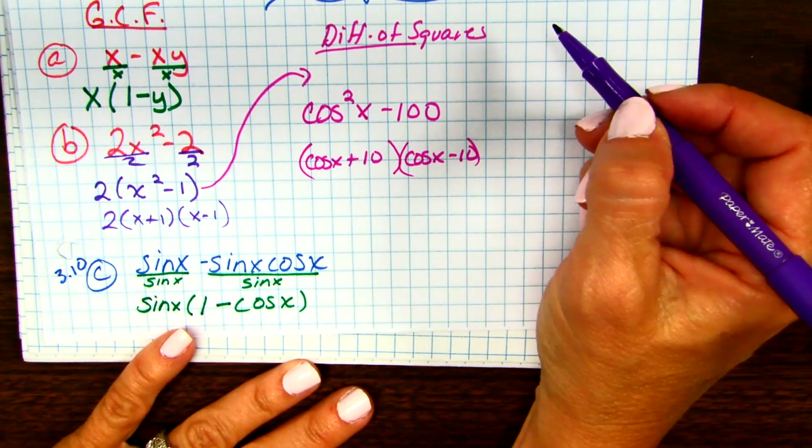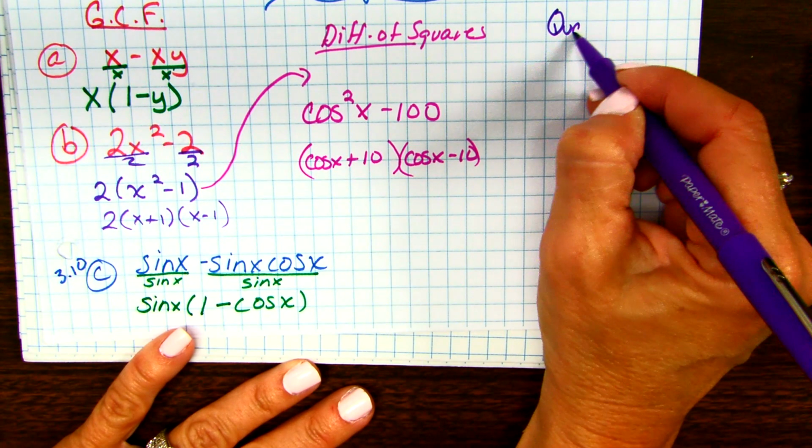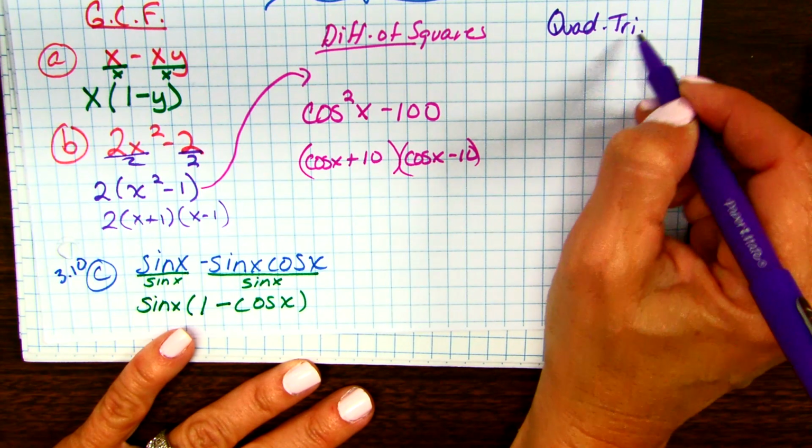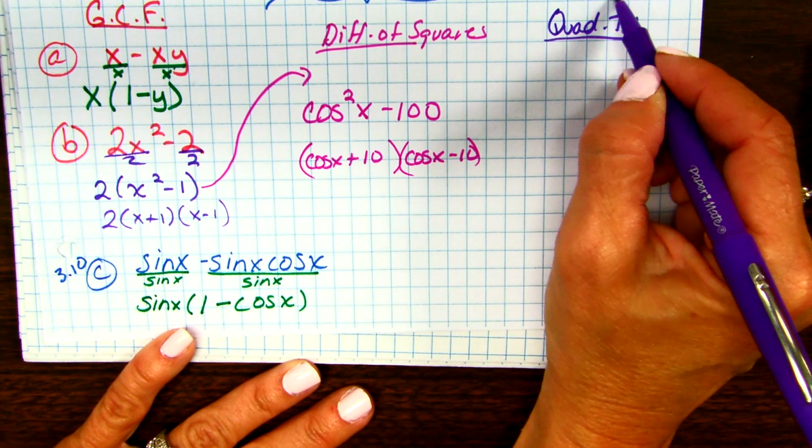Last one, quadratic trinomial, also known as a chart problem.